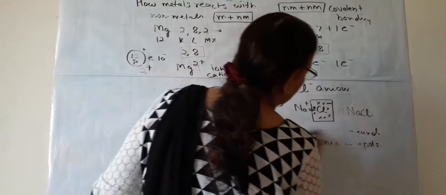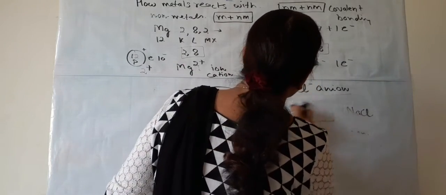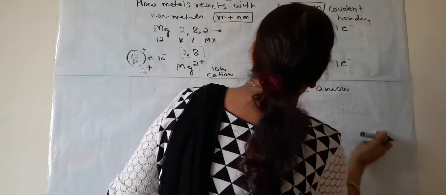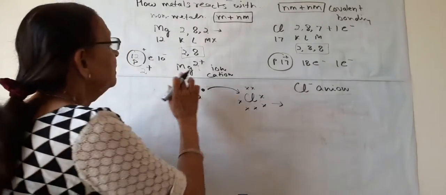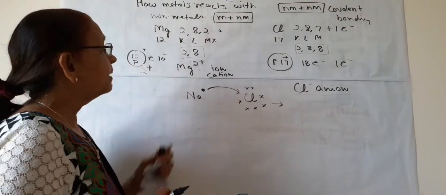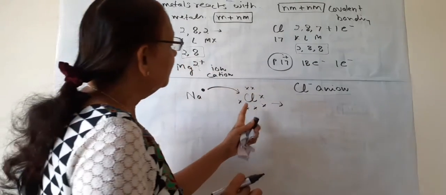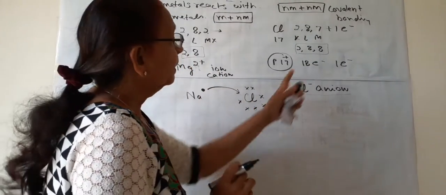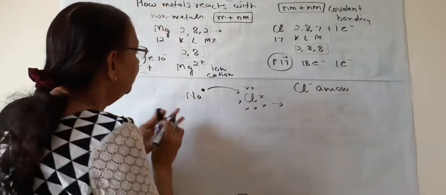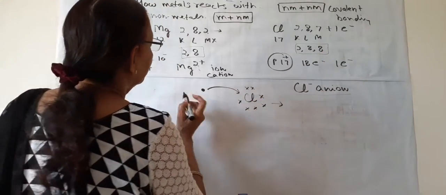But what happens? This magnesium wants to be stable, and now it is stable, 2,8. This chlorine is also stable, 2,8,8.